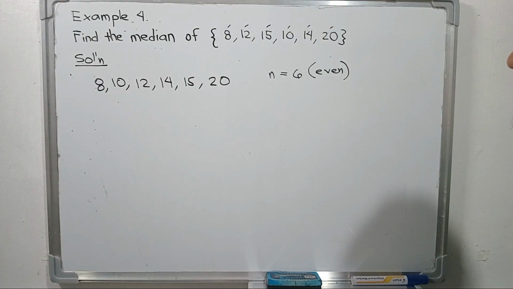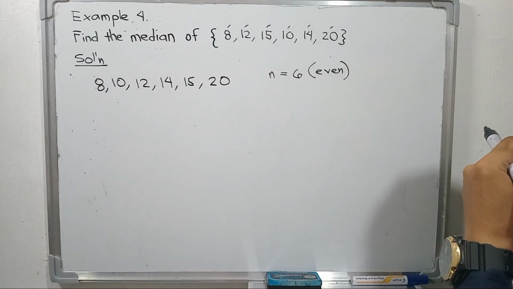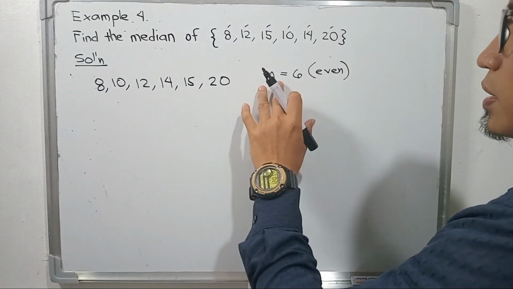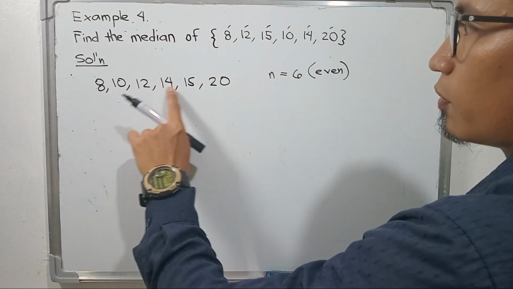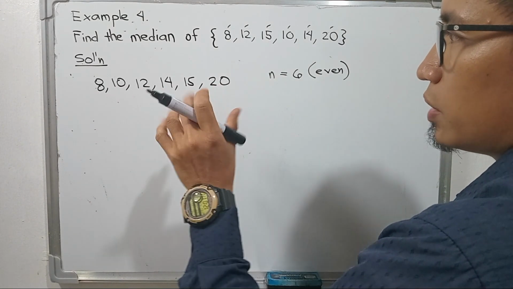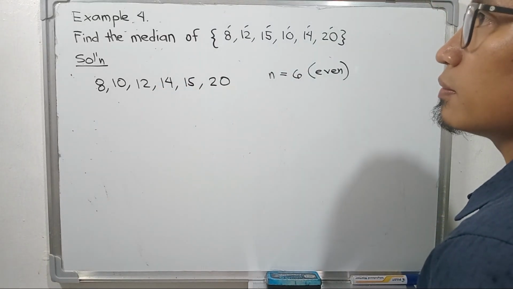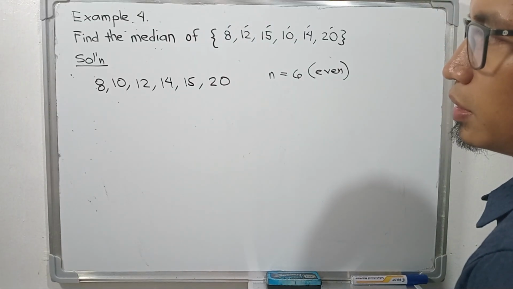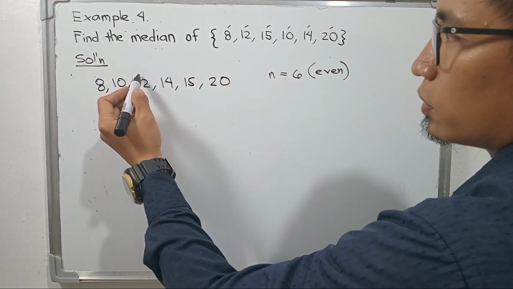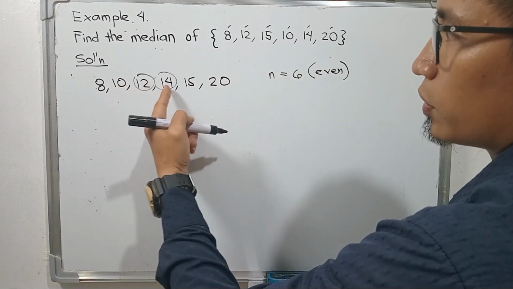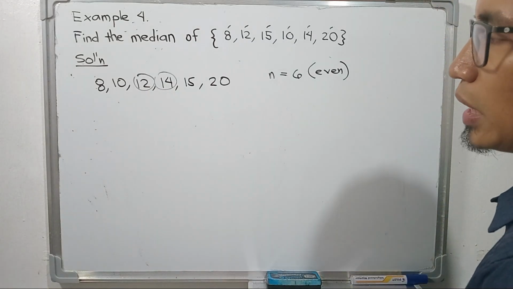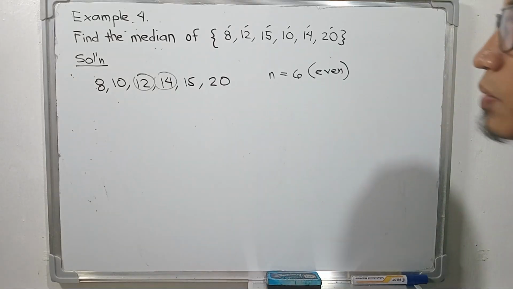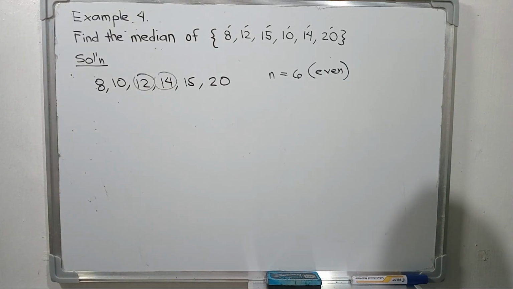So what will be the median in this particular case? Remember, median is the middle number. So since we have an even number of values, we have 1, 2, 3, 4, 5, 6 values, we don't have a single middlemost number. Instead, what we have are two middle numbers, 12 and 14. So what we're gonna do is we will take the average of these two numbers, and that will be our median. So how do we do that?